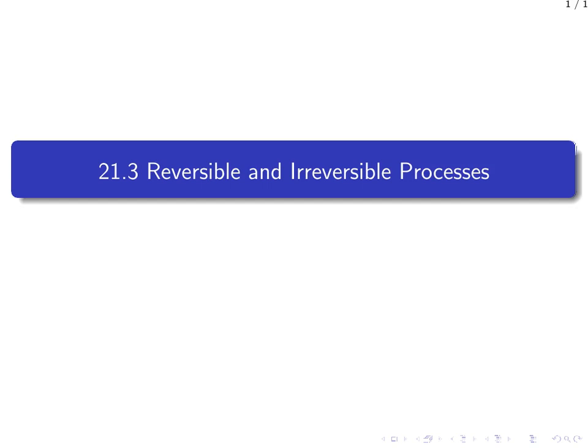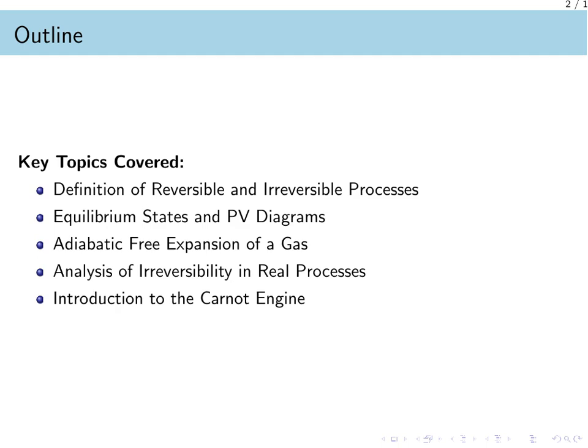21.3 Reversible and Irreversible processes. In this session, we will explore the fundamental differences between reversible and irreversible processes. Our discussion will cover the formal definitions of these terms, the role of equilibrium states, and how they are represented on pressure-volume diagrams, and a specific case study on the adiabatic free expansion of a gas. We will also analyze why real-world processes are inherently irreversible and conclude with a brief introduction to the Carnot engine, which represents a theoretical limit for efficiency.